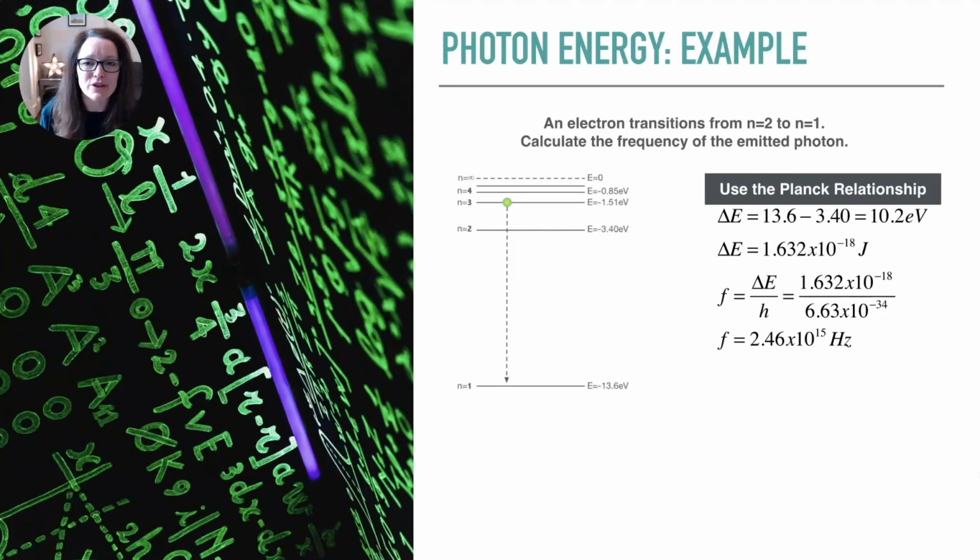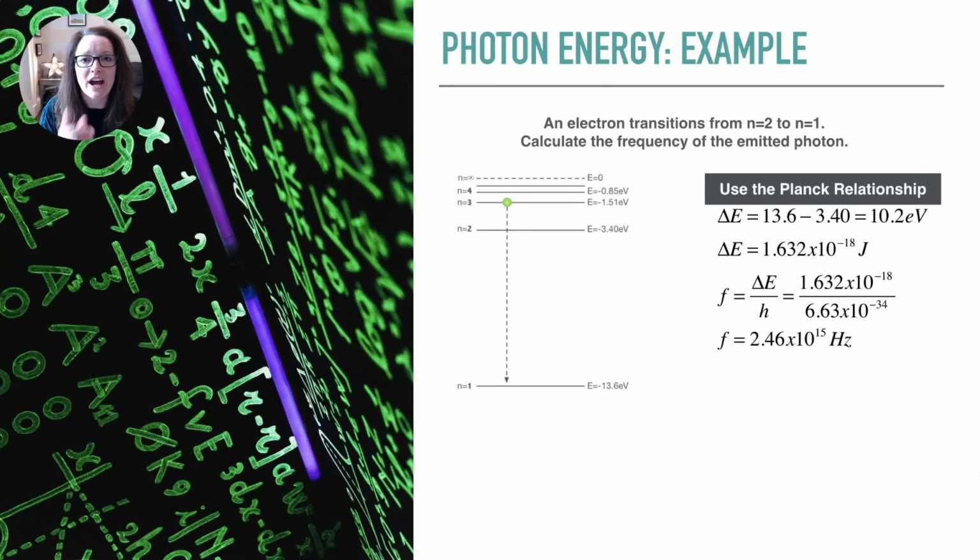Now we can't put 10.2 into the Planck relationship because it's not in the right units. We need to put it into joules first. So we convert 10.2 electron volts into joules, and we do that by multiplying it by, what's an electron volt? 1.6 times 10 to the minus 19. So it's 10.2 times 1.6 times 10 to the minus 19. That gives us it in joules. And then we use the Planck relationship, as shown below, to calculate the frequency of the photon emitted.